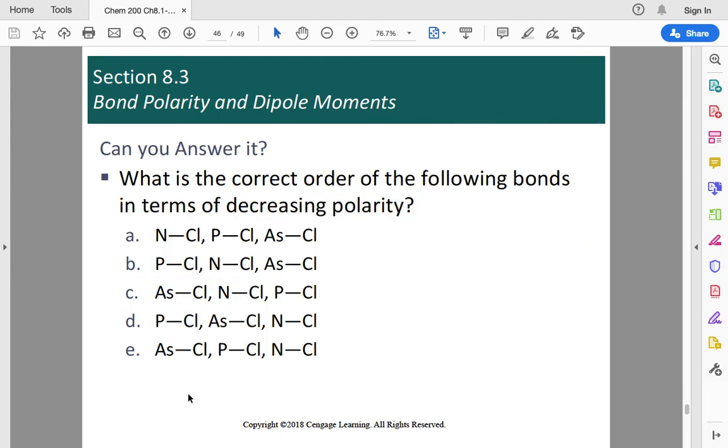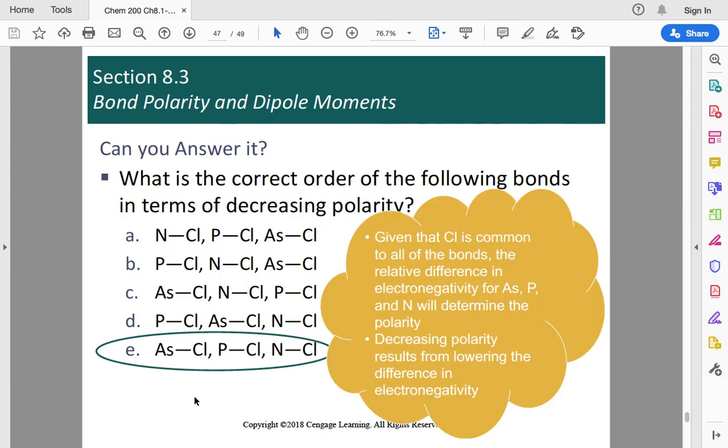Can you arrange the following bonds in terms of decreasing polarity? So I'm going to let you pause here a minute. I would encourage you to pause the video, go through and try and solve this. As you can see in all these scenarios, chlorine is our shared common atom, so use that to help you in your determination. So I would encourage you to pause and determine which one of the groupings is in correct order of decreasing polarity. A, S, P, and N. We're going from most polar to intermediate polar to least polar.